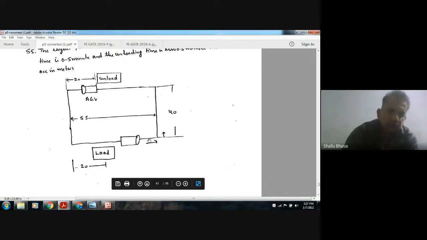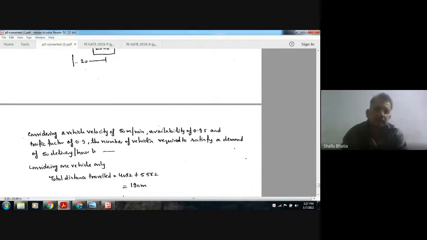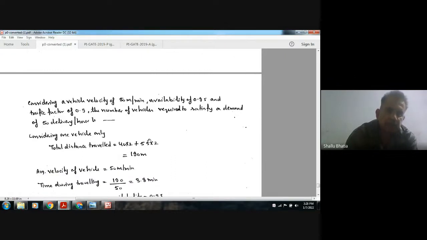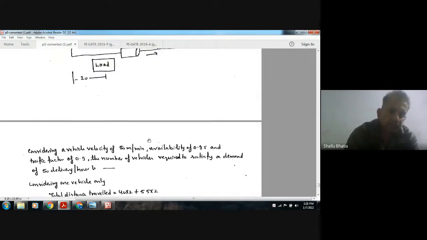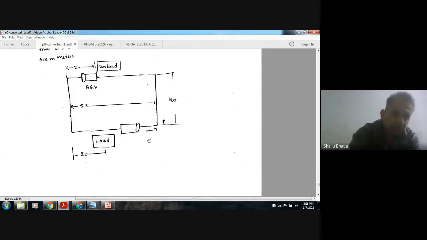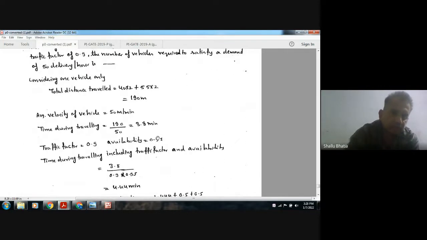So what we have to do? Considering a vehicle velocity of 50 meters per minute, availability of 0.95, and traffic factor of 0.9, find the number of vehicles required to satisfy a demand of 50 deliveries per hour. So first of all, consider only one vehicle. The vehicle has to travel 55, 55, 40, 40. The total distance will be 55 into 2 plus 40 into 2, so that is 190 meters.